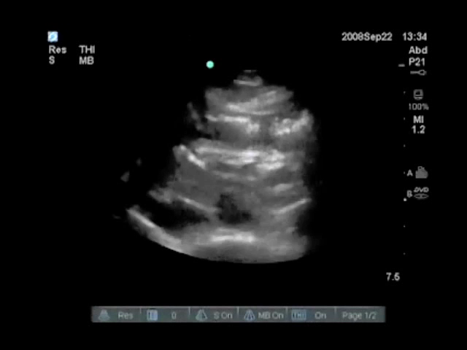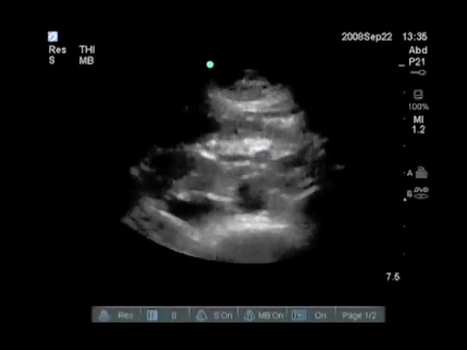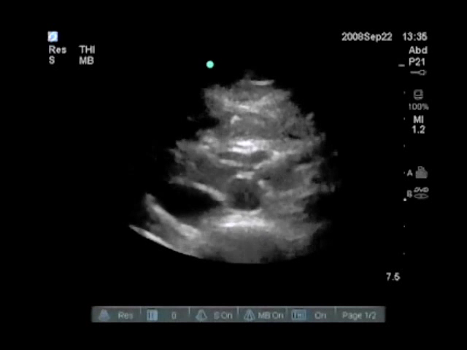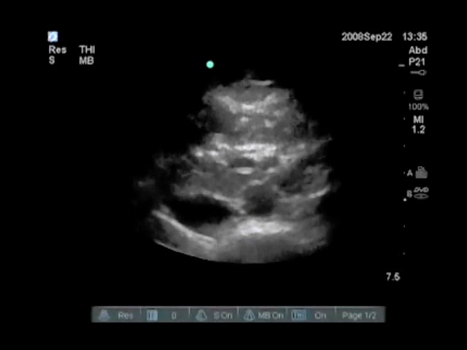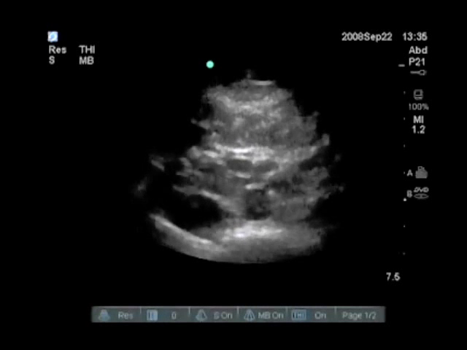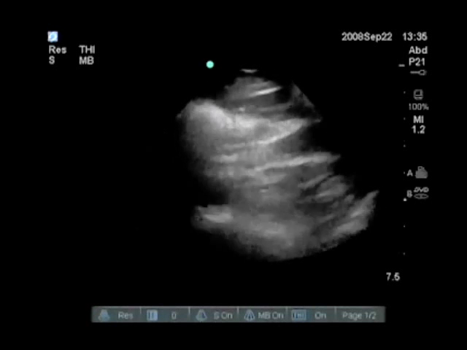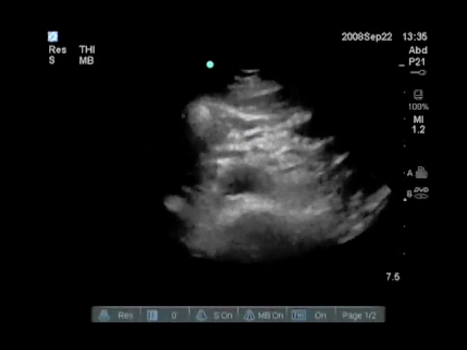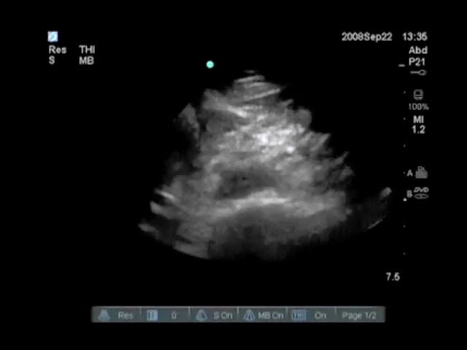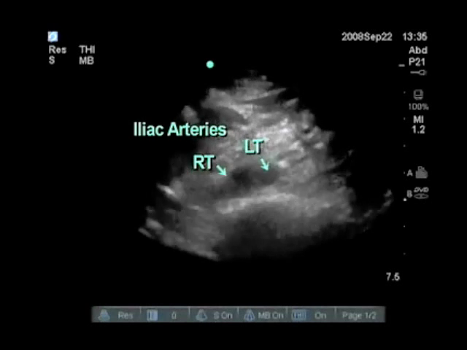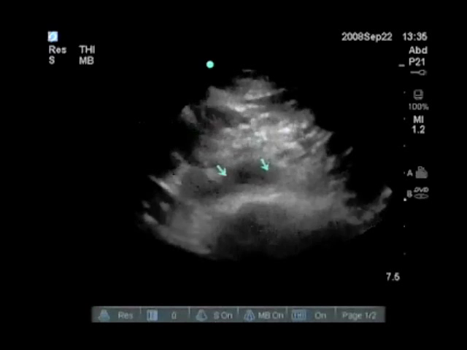Again, we're dealing with some bowel gas here. I just push it away with the transducer, and here's the aorta pulsating, just sitting anterior to the spine with the IVC to the right. I'm going to continue down to the level of the umbilicus, pushing away the bowel gas. And here I see the aorta divide into right and left iliac arteries. So now we see two round circles instead of one.